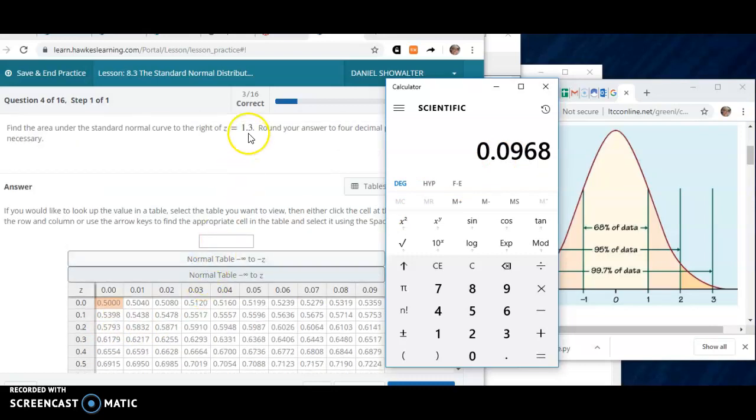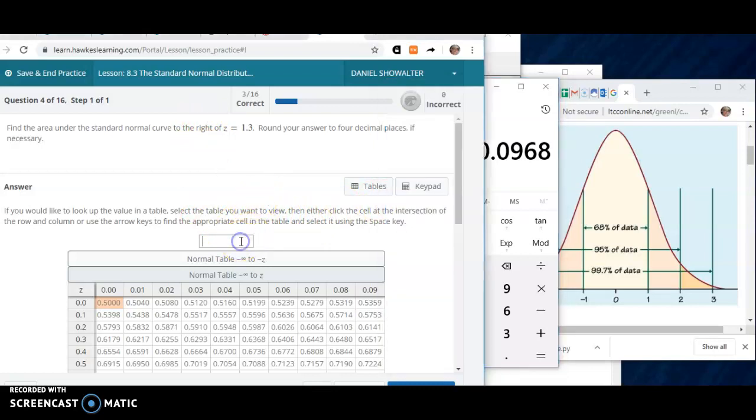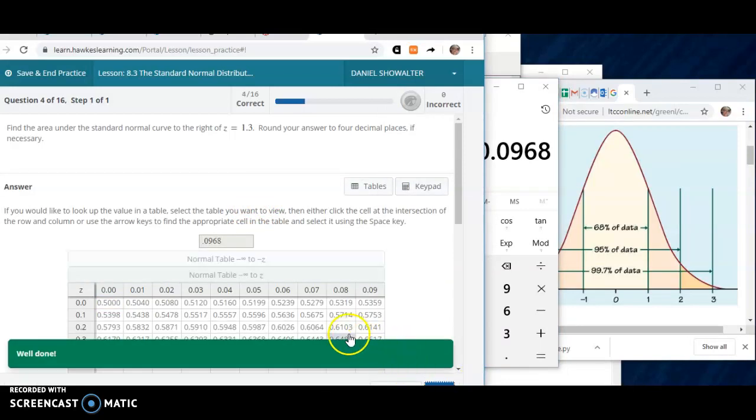And again, we're doing that because we want the area to the right. If this had said to the left, we could have just directly put down that 0.9032. So I'm going to put in 0.0968, and that should be the right answer.